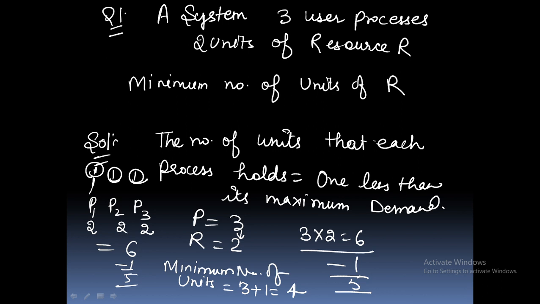A minimum of 4 units of R is required for 3 processes, because when P1 uses 2 resources, R1 and R2, P2 and P3 have R3 and R4. After P1 releases these 2 resources, 1 resource can be used by one process and 1 resource by the other. So that's why the total resources required are 4.